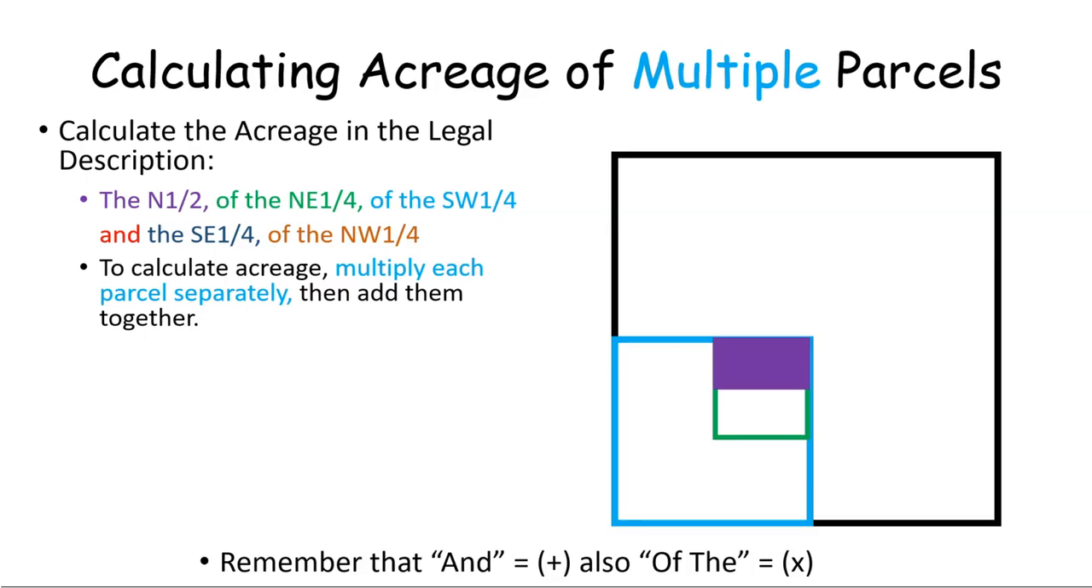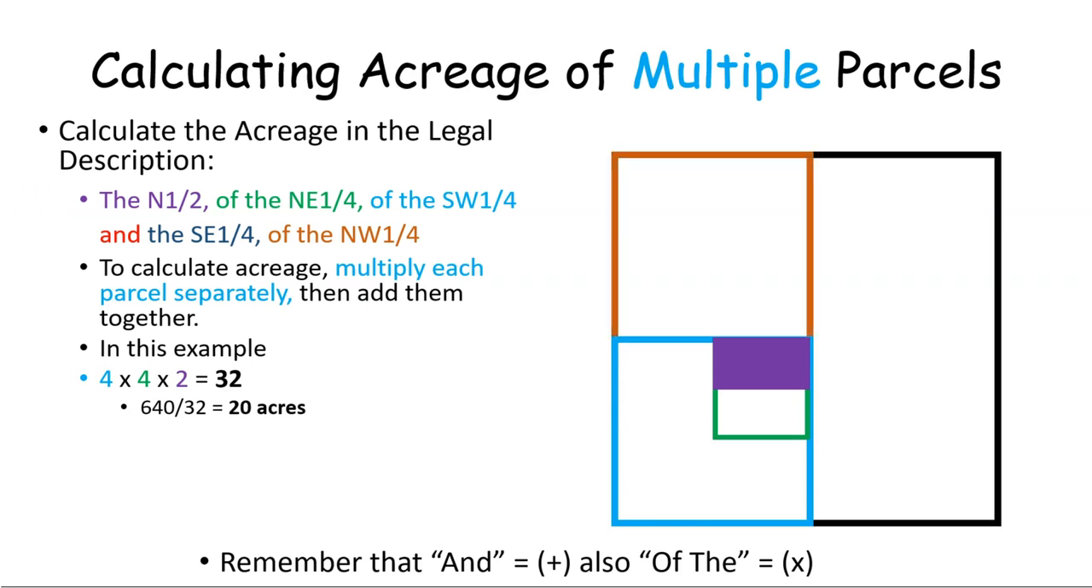All right. So doing that all together again, we're going to say the denominators, 4 times 4 times 2. Well, that gives us 32. 32 goes into 640 a total of 20 times. That means that parcel right there is 20 acres. But don't forget, they said "and." And means there's a separate parcel we have to record and try to understand.